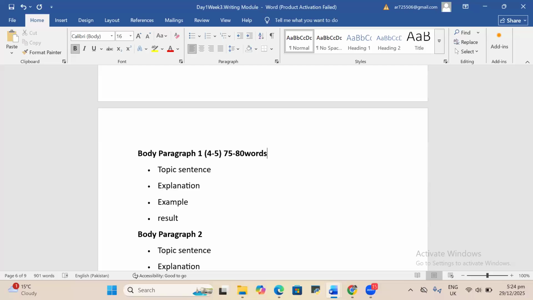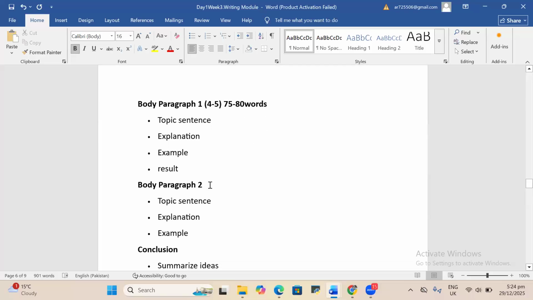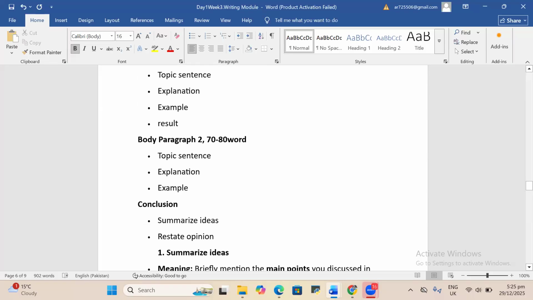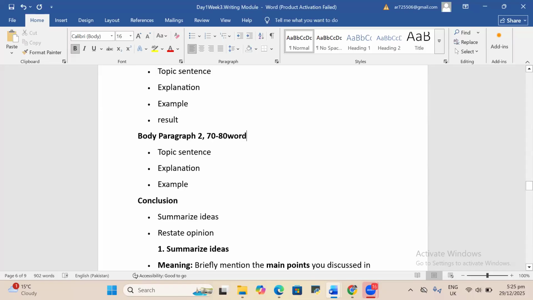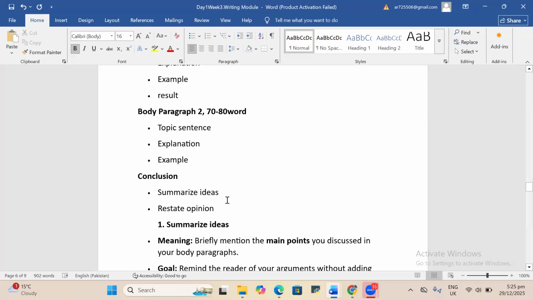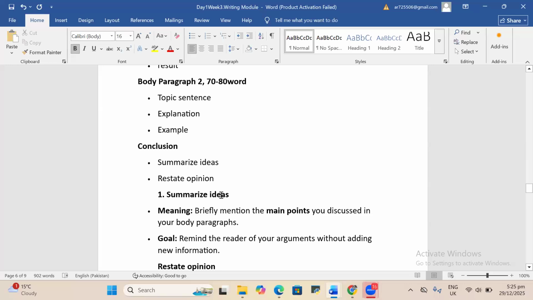Similarly, you can write 4 to 5 sentences in body paragraph 2. So your word count is again 70 to 80 in paragraph 2. In the conclusion you just need to write two or a maximum of three sentences, not more than that. First summarize the ideas you explained in body paragraph 1 and body paragraph 2, and then give your own opinion, so you can write just two sentences here.